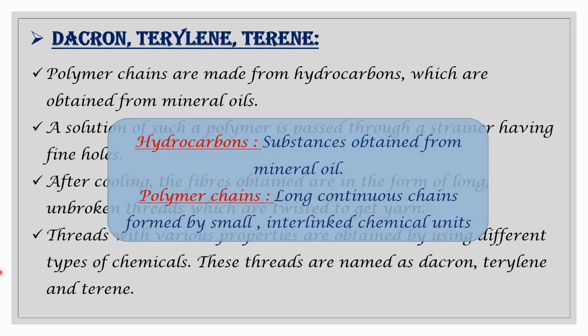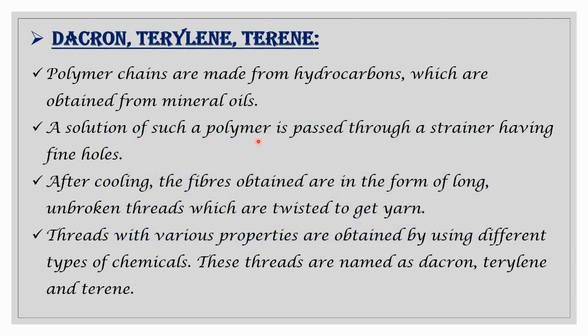Then a solution of such a polymer is passed through a strainer having fine holes. And after cooling, the fibers obtained are in the form of long, unbroken threads which are twisted to get yarn. Threads with various properties are obtained by using different types of chemicals. These threads are named as dacron, terylene, terene, etc.